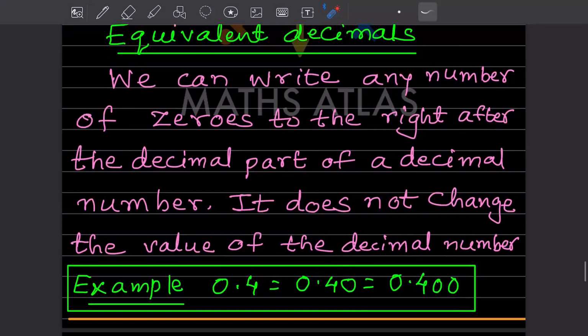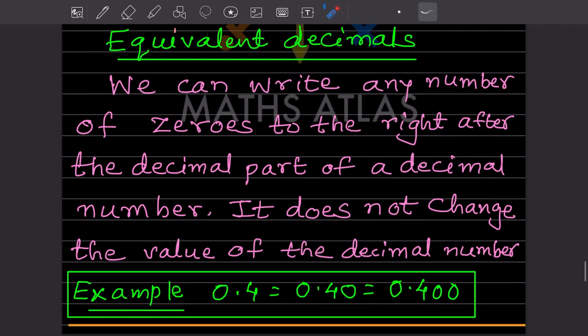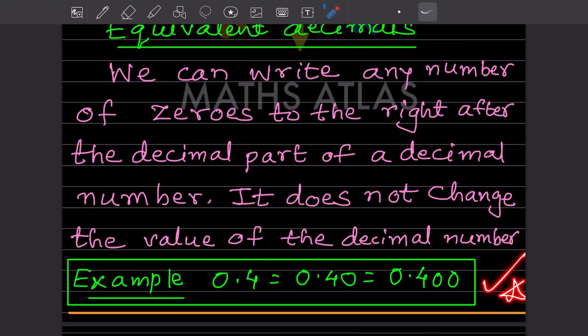Now we will see equivalent decimals. We can write any number of zeros to the right after the decimal part of a decimal number, and it does not change the value of the decimal. Now see here, this is how to make them equal. This example is 0.4. After 4, if I put a 0, it doesn't change the value. Even if I put 2 zeros after the 4, it doesn't change the value. So we can put any number of zeros, which doesn't change the value, to make them equal. This is a very important point that you have to remember.